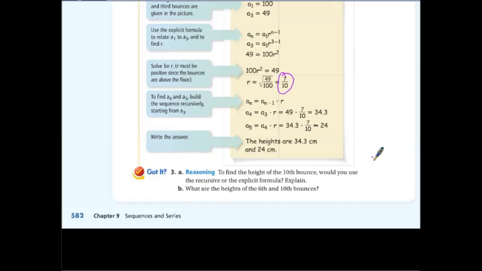So you're back. The answer for A is we would use explicit because there's only one calculation. So we use the explicit when we're looking for one specific thing. What are the heights of the 6th and 10th? Well, the 6th is about 16.8 centimeters, and the 10th is about 0.11 centimeters. And that's just plugging those into the formula.